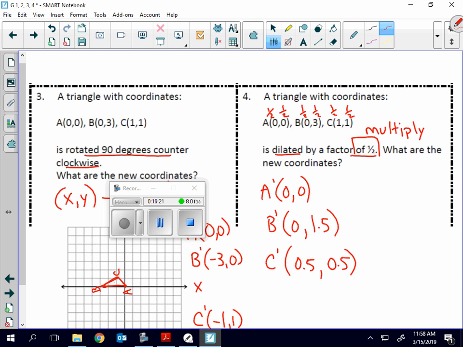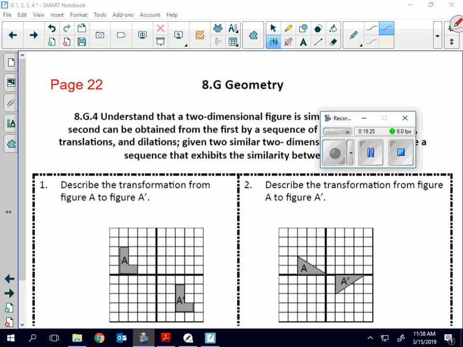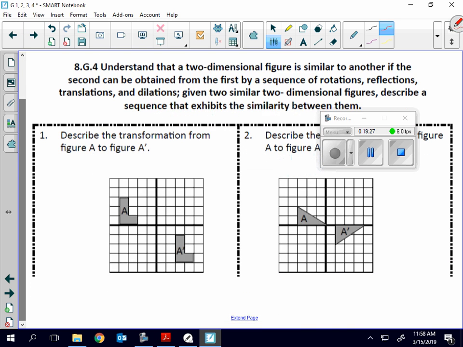And that's it. One more page for this one. I know it's longer. I apologize. We'll try to get through it quickly. Describe the transformation from A to A prime.